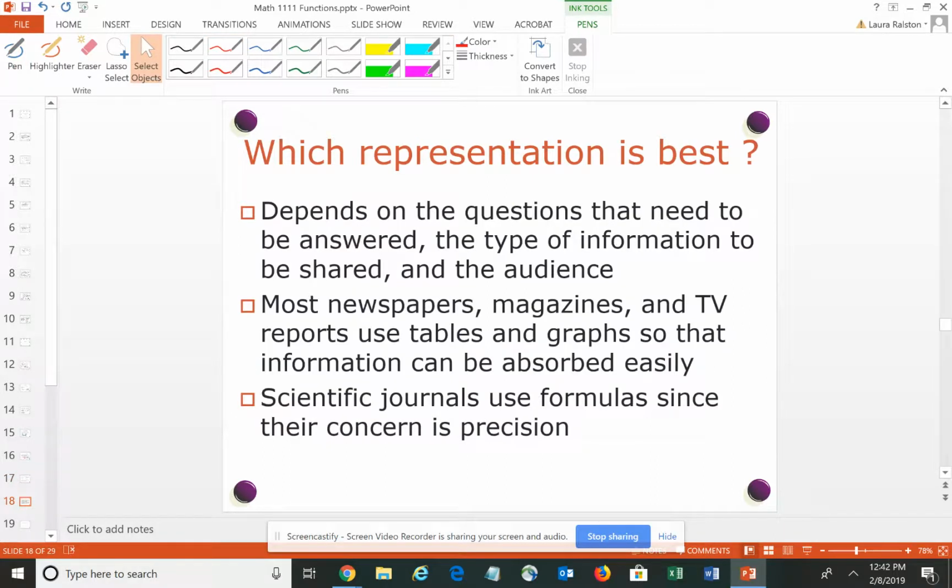So a lot of times we get the question, well, which representation is best? Well, that kind of depends on the question that you need to answer, what information you're trying to share, and who you're trying to share it with.